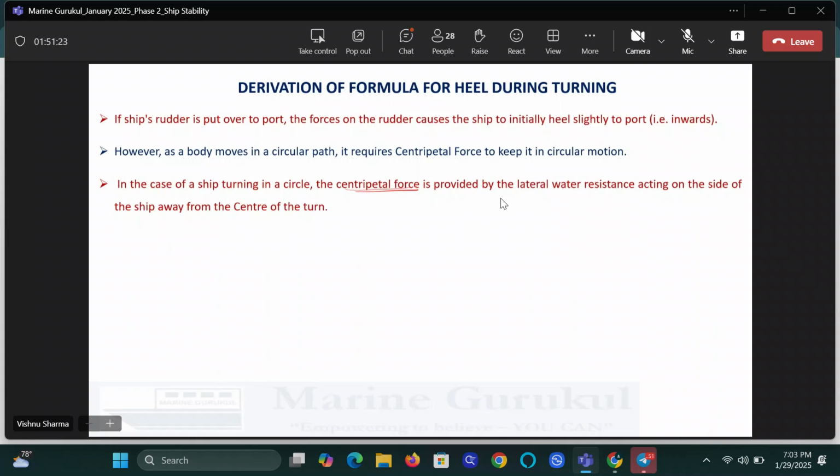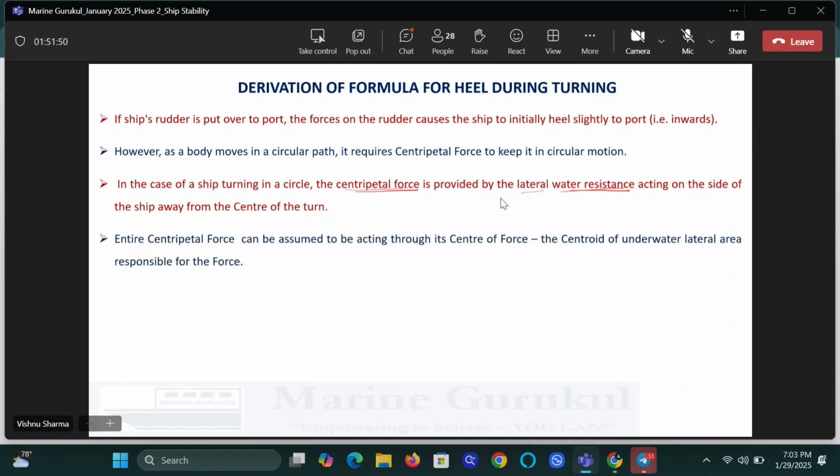This centripetal force is provided by the water resistance acting on the side opposite to the turn. So it is the lateral water resistance acting on the side away from the center of the turn. And it is this water resistance, which is the force responsible for providing the required centripetal force.